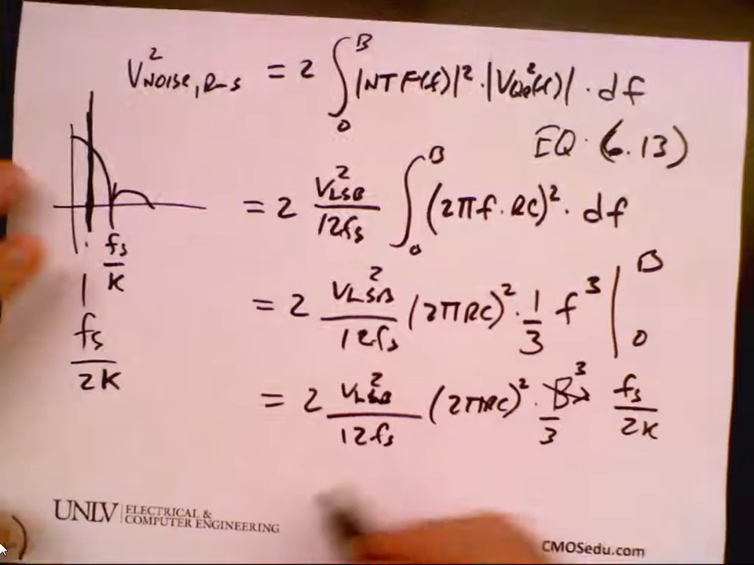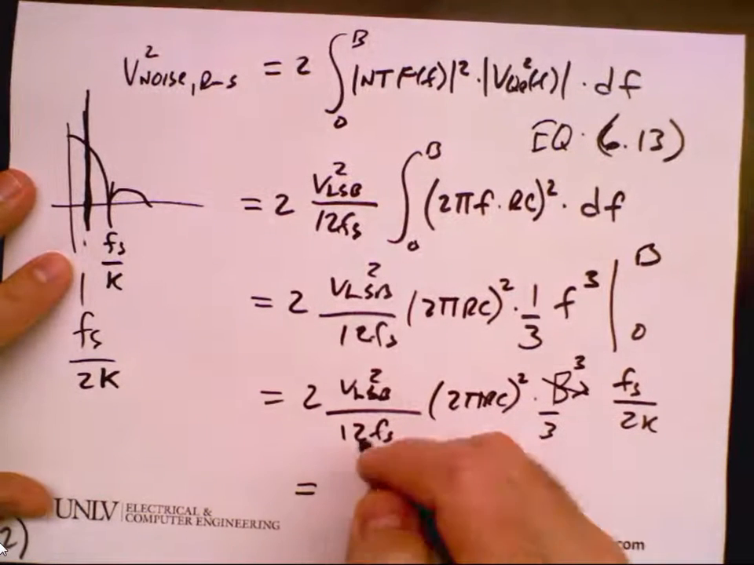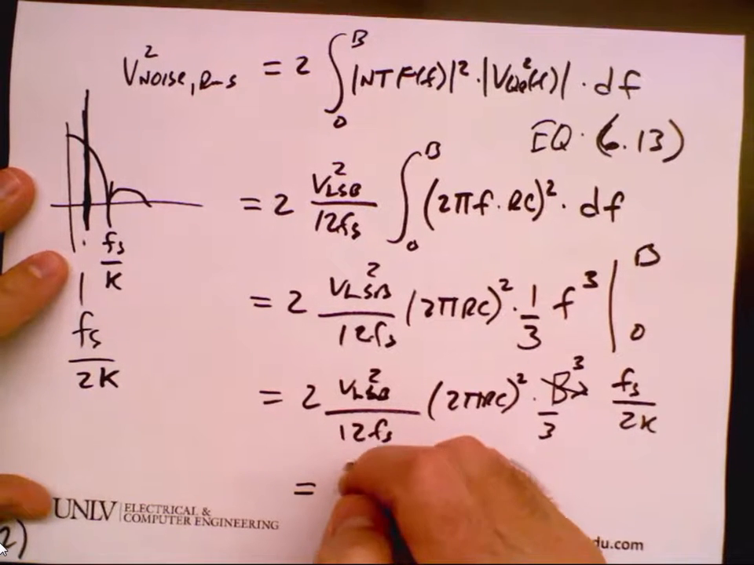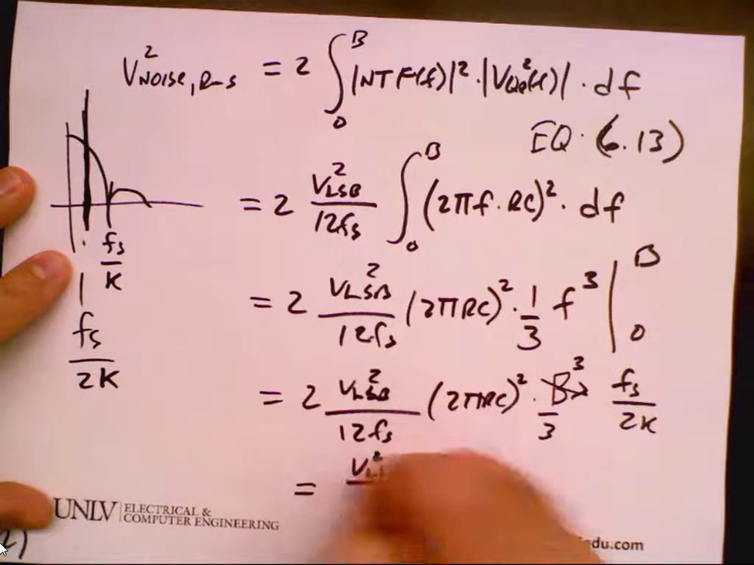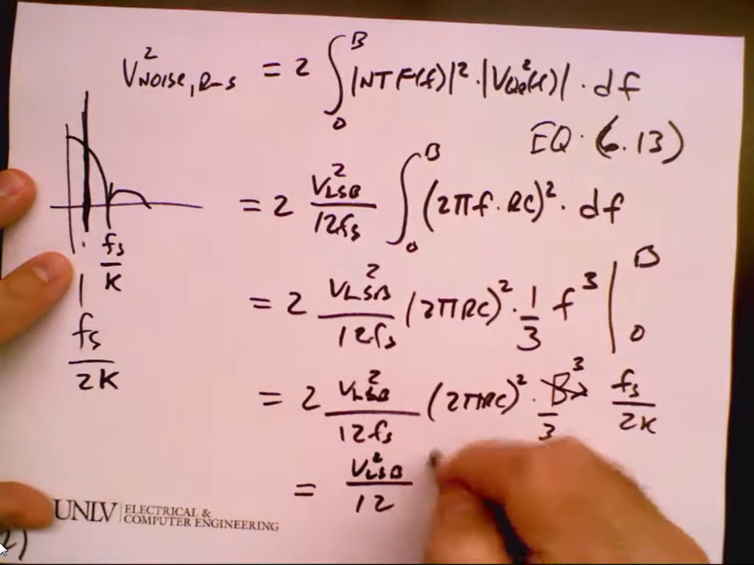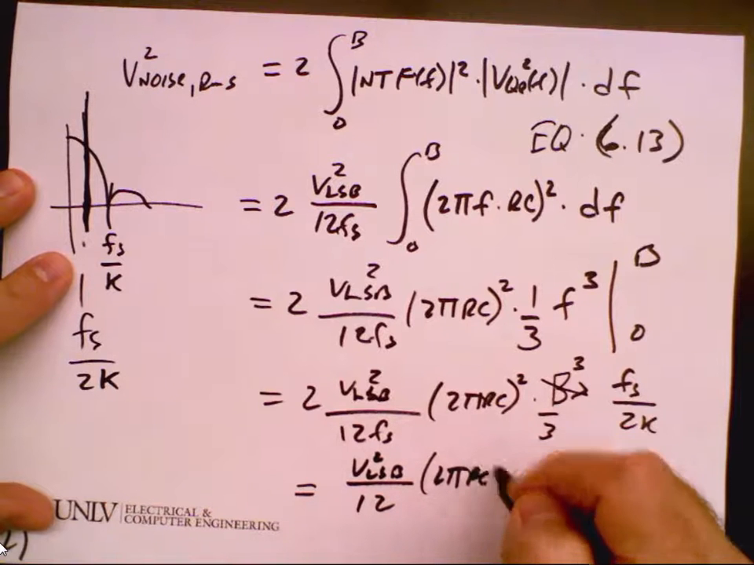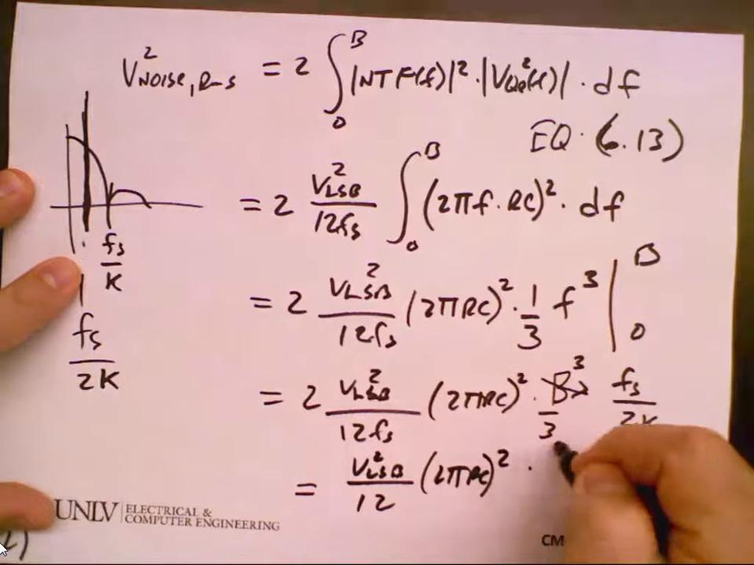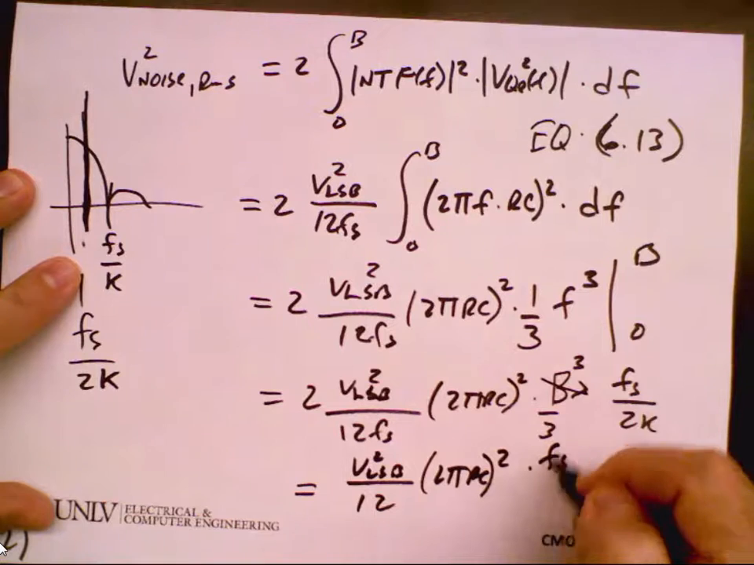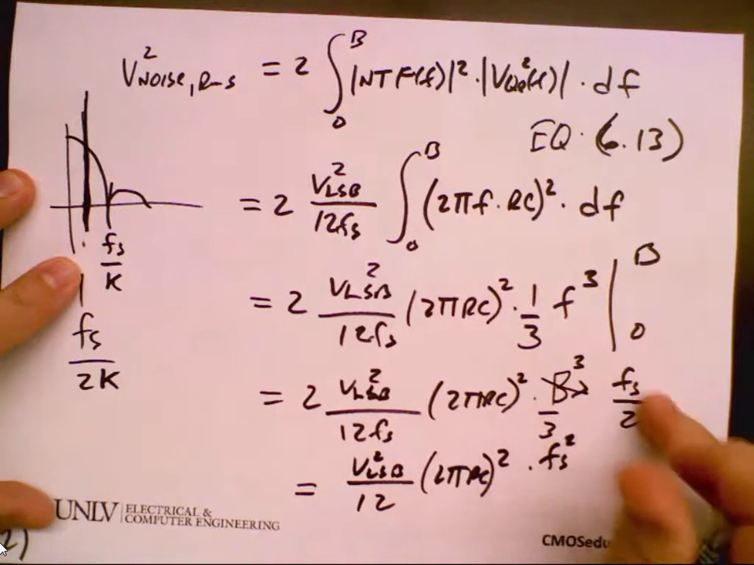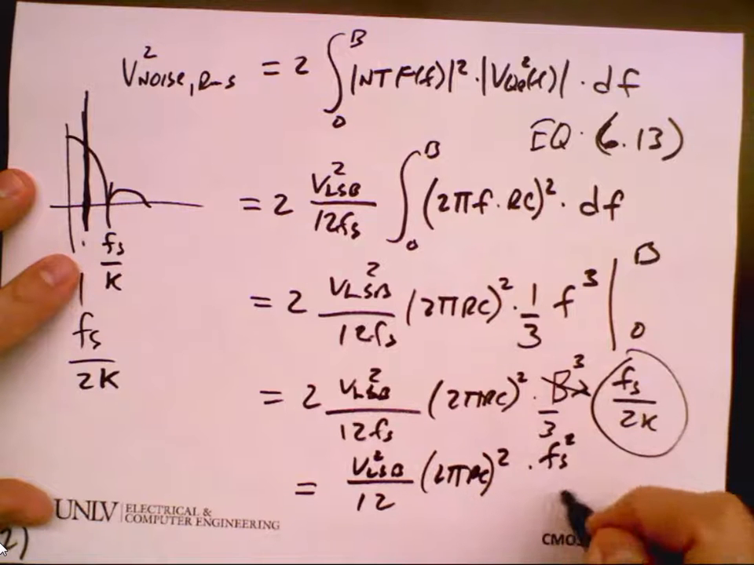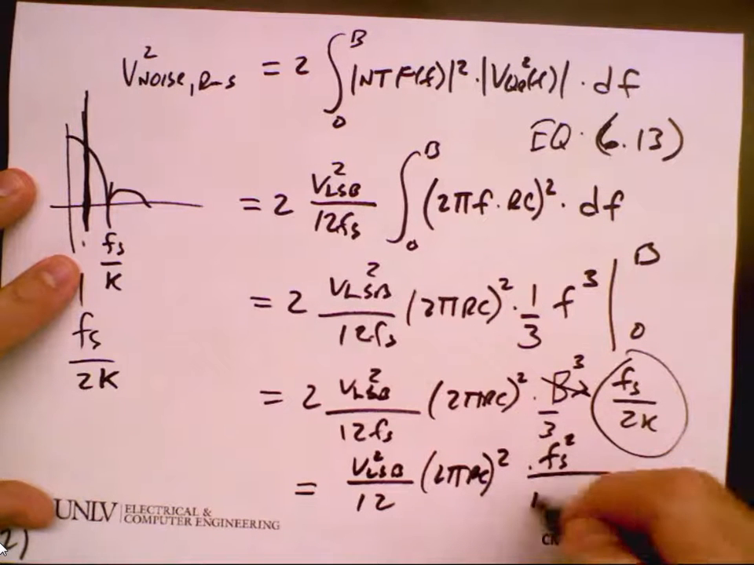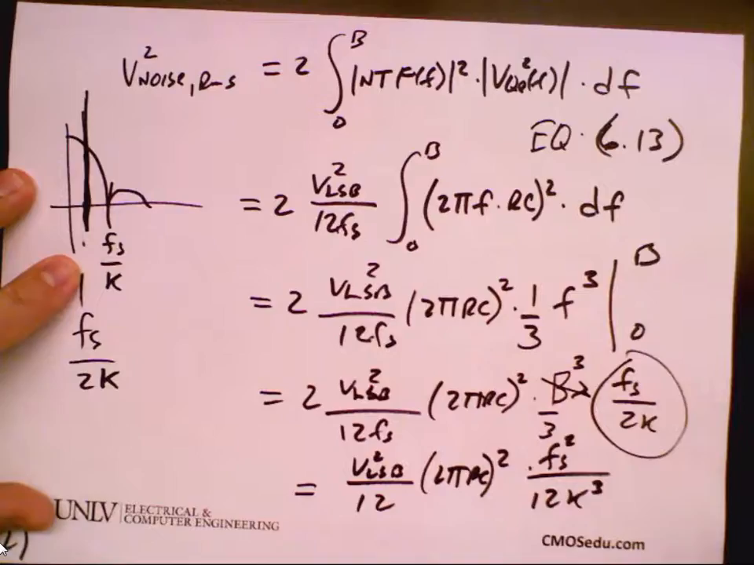So I'm going to plug that in here, and what I end up getting is VLSB squared over 12 times 2 pi RC squared times FS squared, because the FS and FS cubed cancel, over 12k cubed. Looking good?